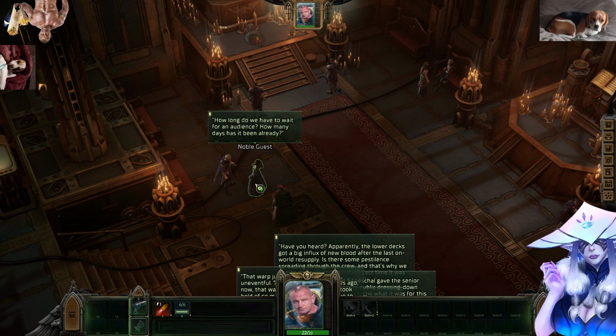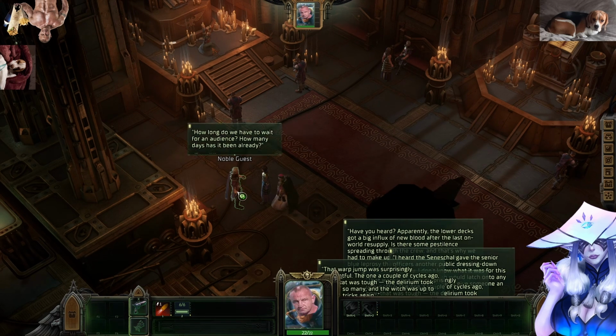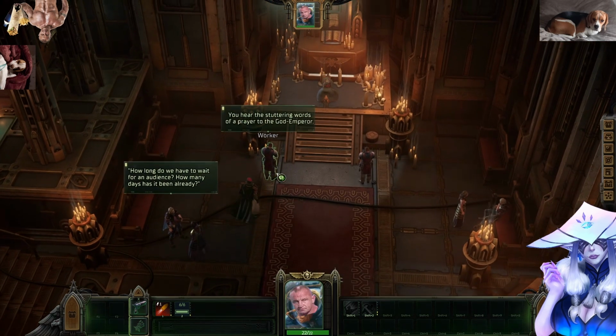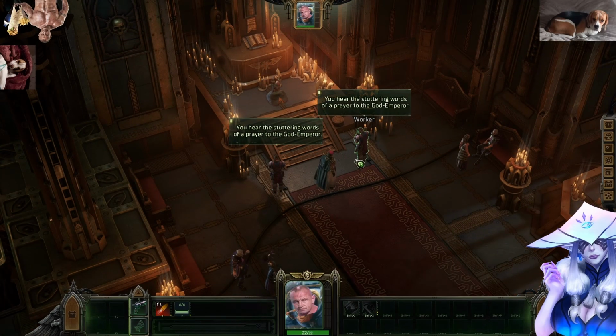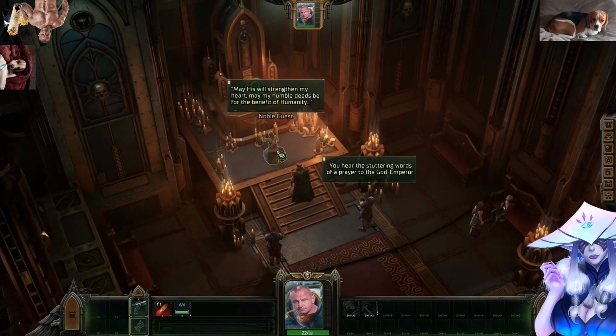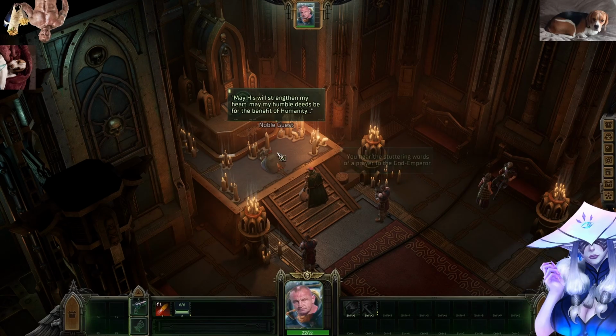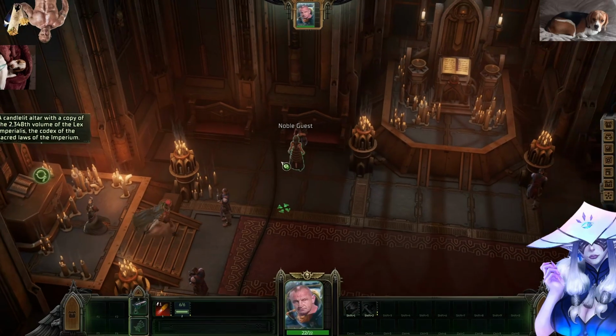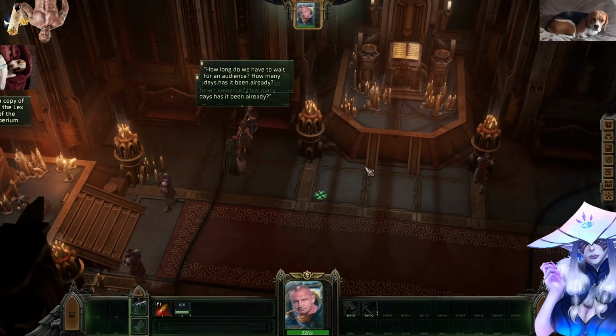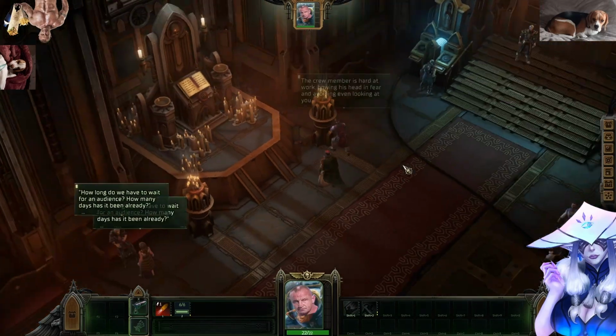Noble guest. How long do we have to wait for an audience? How many days has it been already? How long do we have to wait for an audience? Oh. You hear the stuttering words of a prayer to the God Emperor. May his will strengthen my heart. May my humble deeds be for the benefit of humanity. A candlelit altar with a copy of the 2340th volume of the Lex Imperialis, the Codex of the Sacred Laws of the Imperium. How long do we have to wait for an audience? Okay. None shall stand in my way.